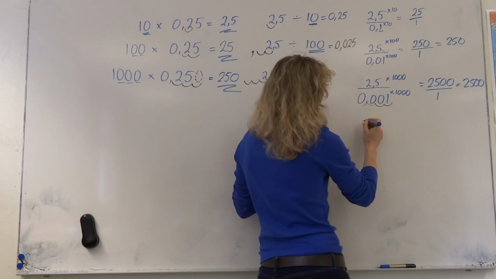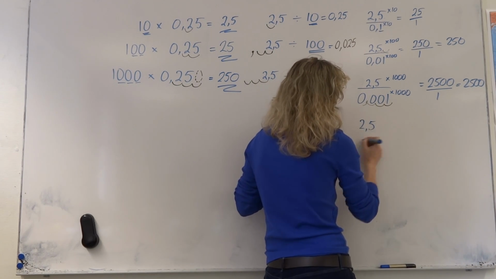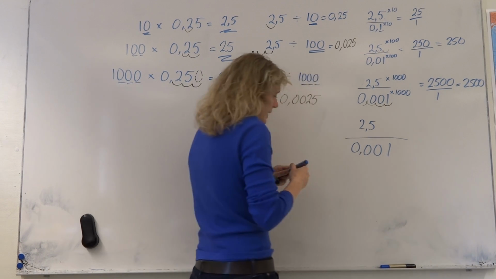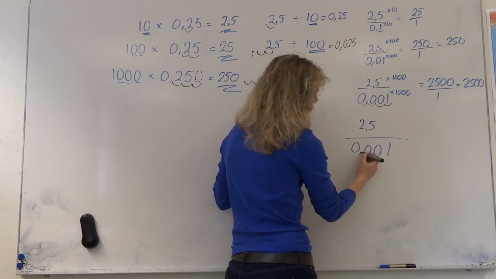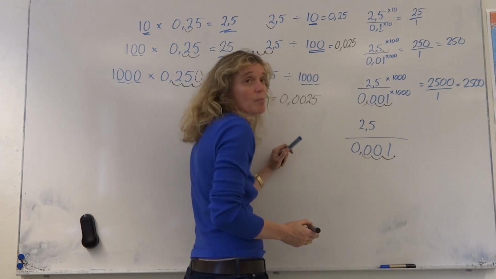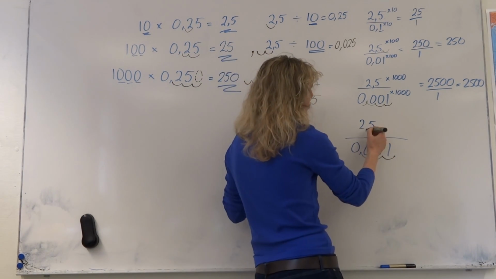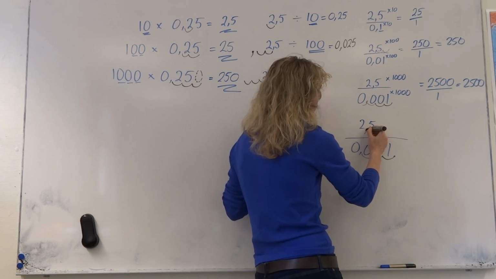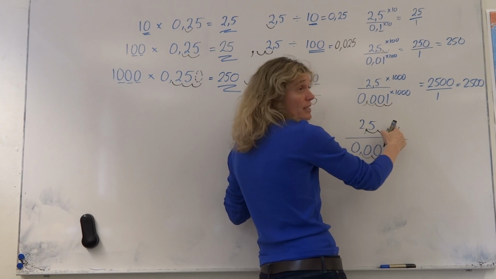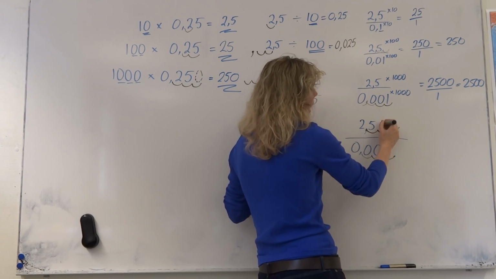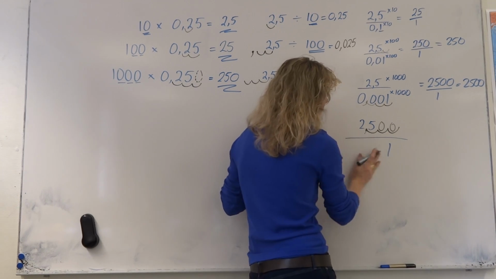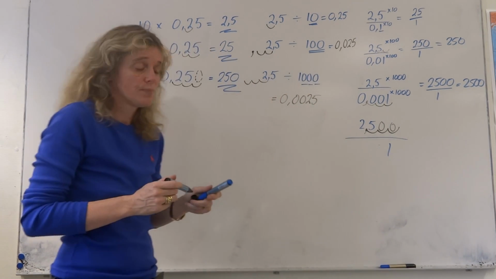So let's say that we have 2.5 divided by 0.001. Down in the bottom here, I'm moving the decimal point 1, 2, 3 places to the right to get the number 1. So let's do the same thing to the top. Move the decimal point 3 places to the right. 1, 2, 3. Wherever I have a dip here, I put in a 0. So now I would get 2,500 divided by 1.